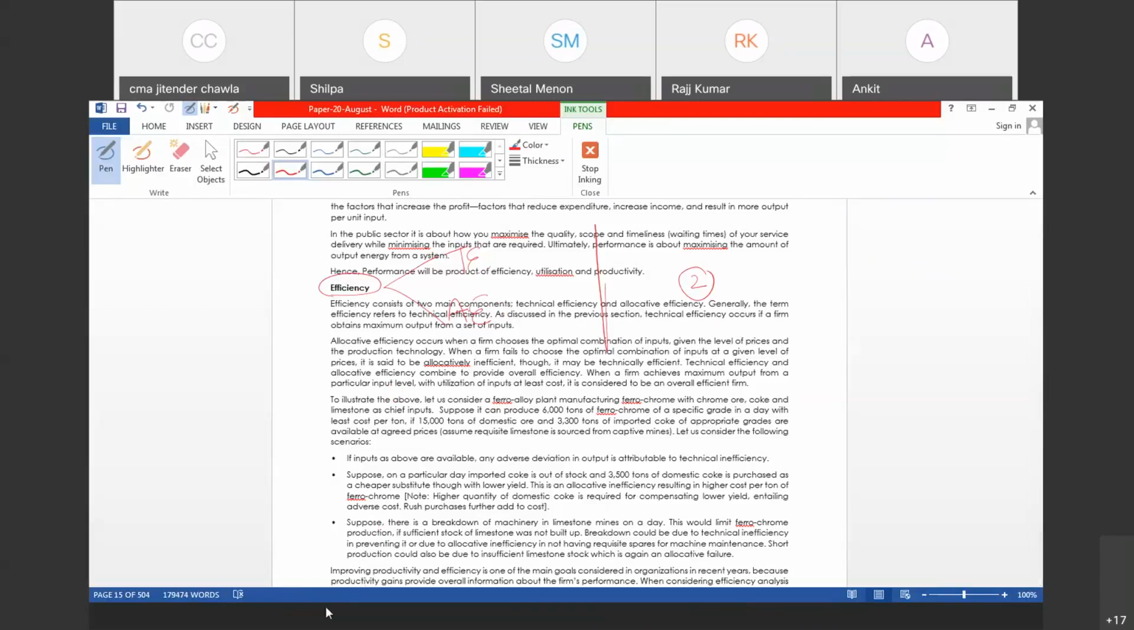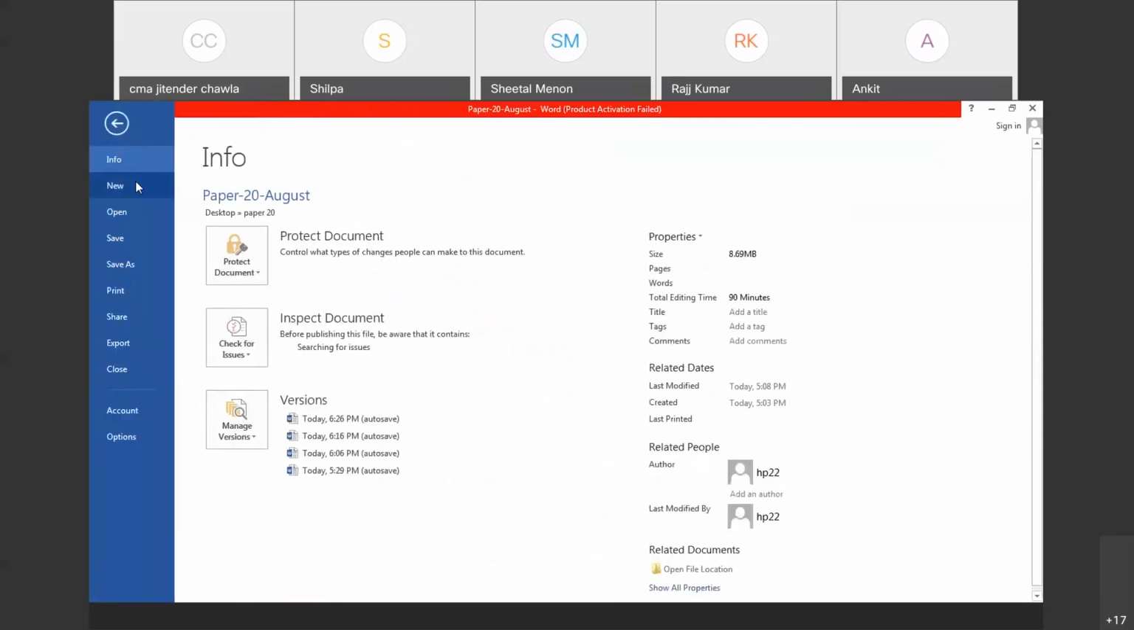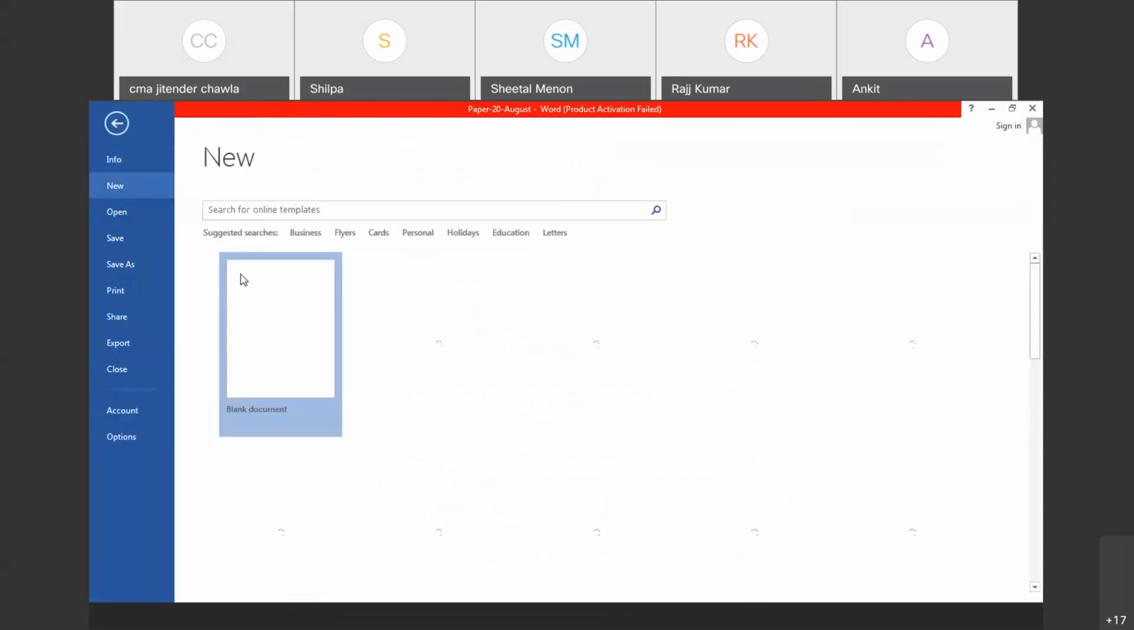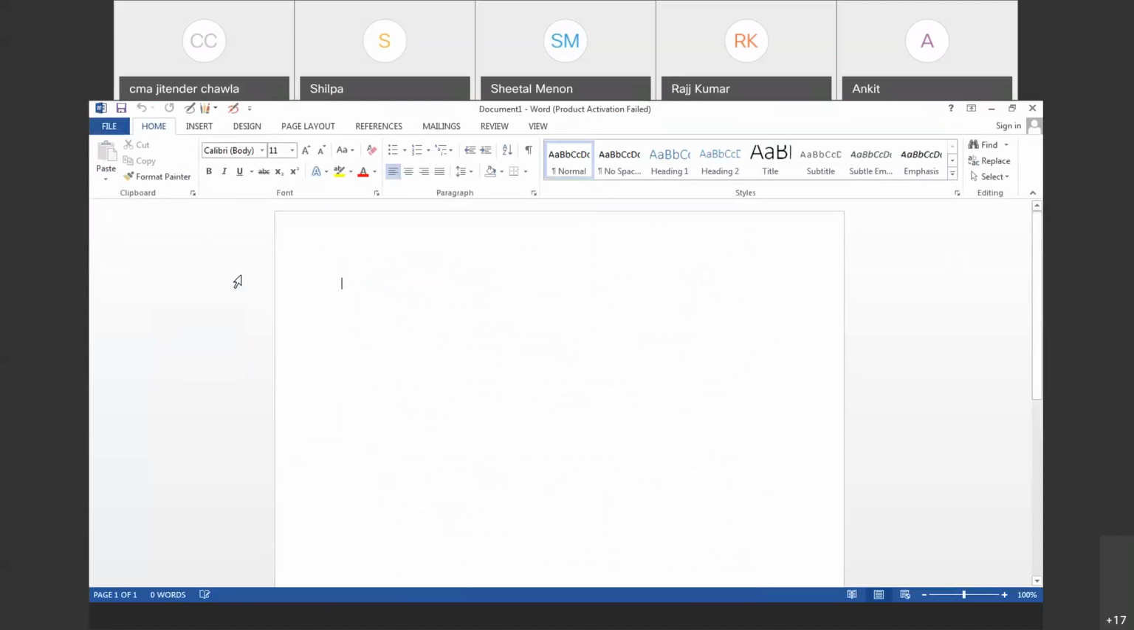So, am I allowed to open one more file? Is my screen visible? Is the new screen visible as well? Yes, the new screen is visible. Hope so.